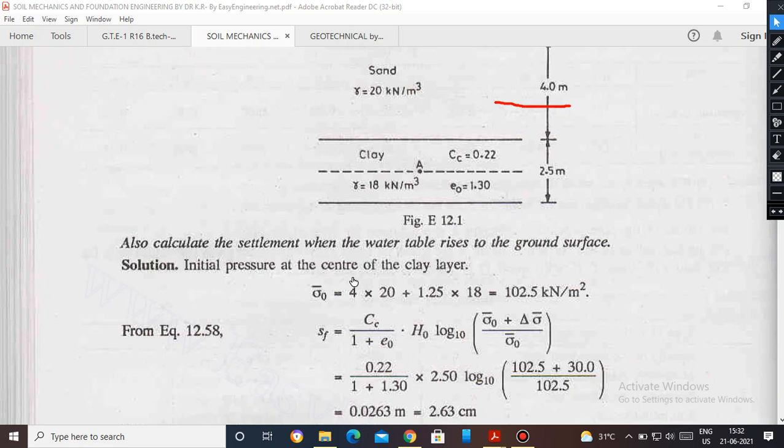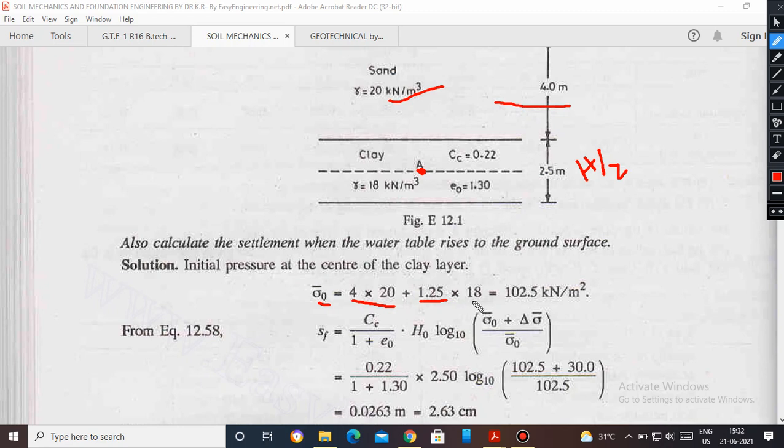Coming to here, we have to calculate the initial pressure at the center of the clay layer. If you consider this as point A, due to the overlying material above this clay layer, as well as the material in the clay portion above the center point, you have to calculate the initial effective pressure, sigma bar equal to gamma into Z. Gamma is the unit weight of the sand, taken for this thickness of 4 meters as 20 kN per meter cube. Hence 20 into 4, plus 1.25, which is h by 2 at the center of the clay layer, that is 2.5 divided by 2, 1.25, into 18, the unit weight of the clay layer material.